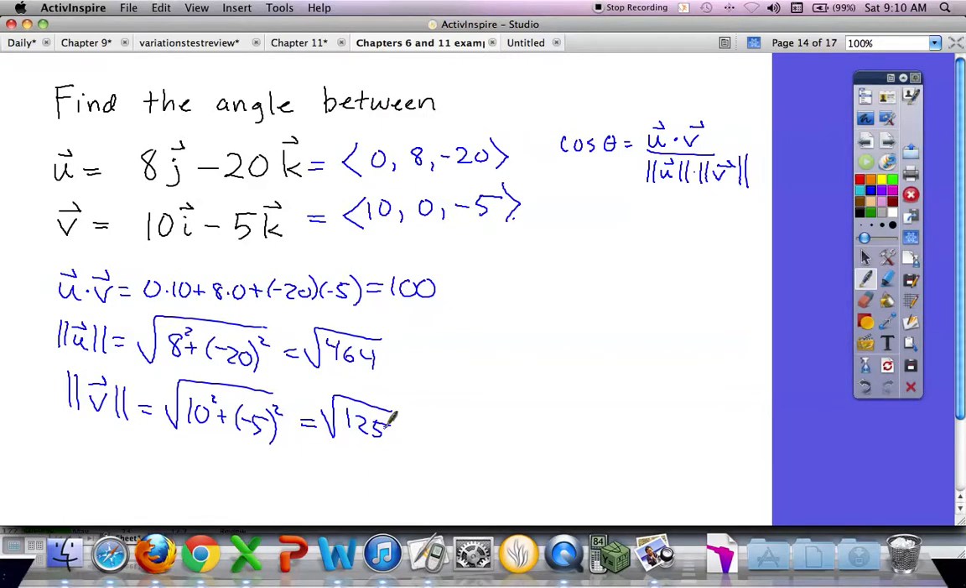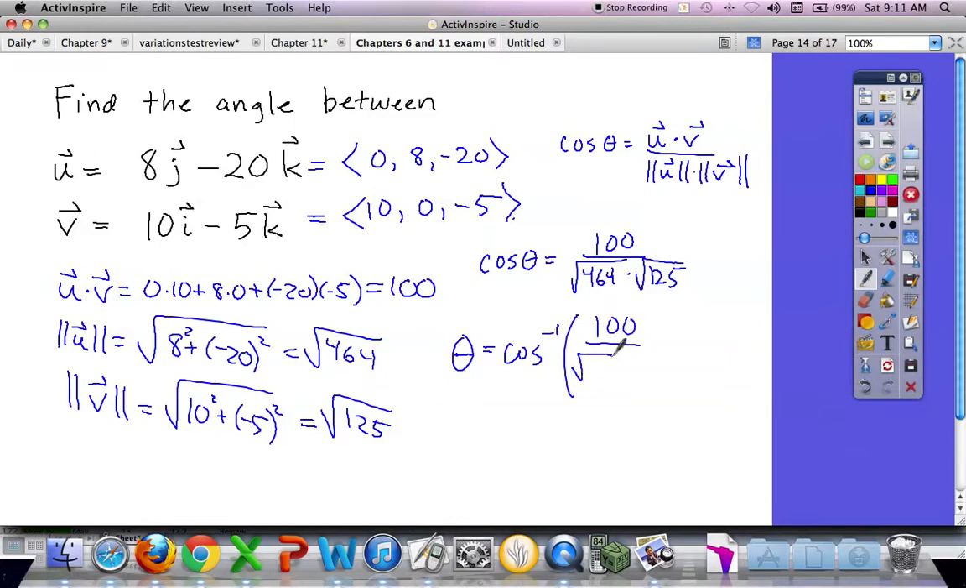So let's plug all that into our formula. Cosine of theta equals the dot product, 100, divided by the square root of 464 times the square root of 125. And I'm just going to do this in one step. Theta equals cosine inverse of 100 over the square root of 464 times the square root of 125.